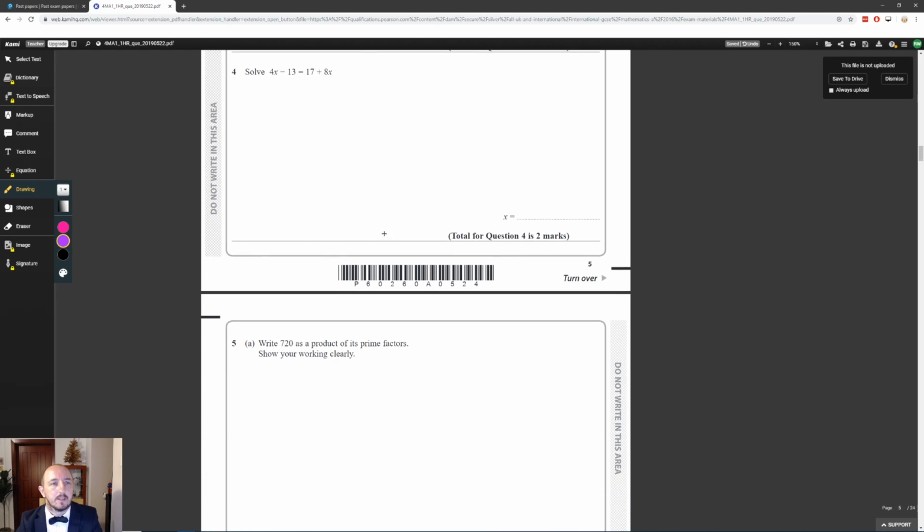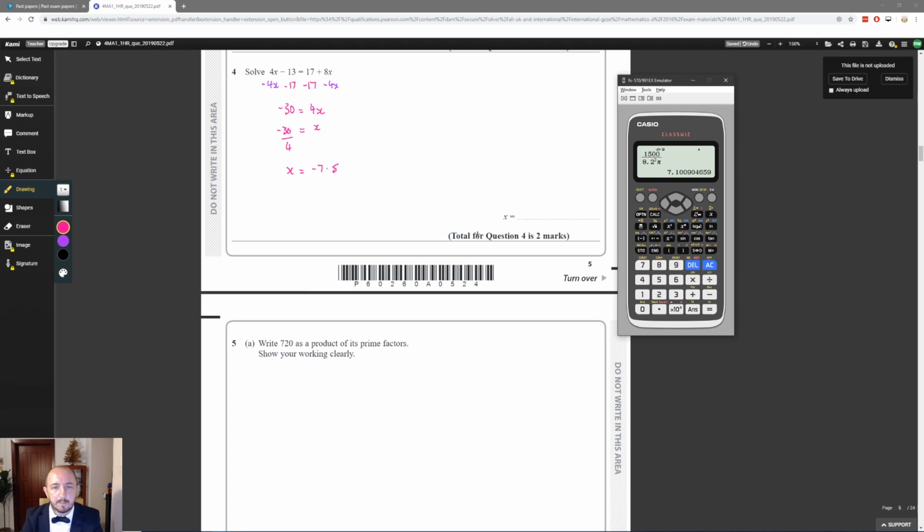Question 4. We're going to collect all the x's, so we're going to subtract 4x from both sides. And then we're going to take 17 from both sides, like that. So negative 13 minus 17 is negative 30 equals 4x. So x equals minus 30 divided by 4. x equals minus 7.5, I believe. Let's just check that on the calculator.